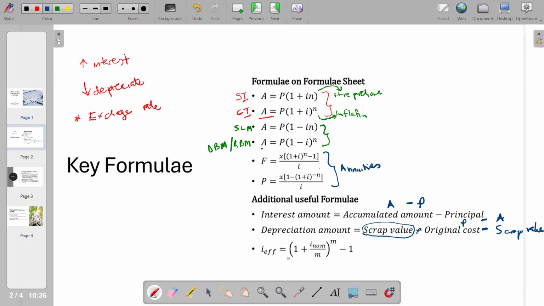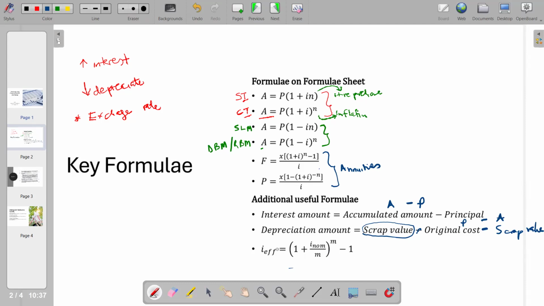The effective annual rate. This is the formula that we use. The effective annual rate is equal to 1 plus the nominal rate. Nominal rate is actually the rate that will mostly be given in the question, the rate that accommodates compounds. It is the rate divided by the number of compounds that you are going to make per annum. Then you raise that to the power of the number of compounds, minus 1.